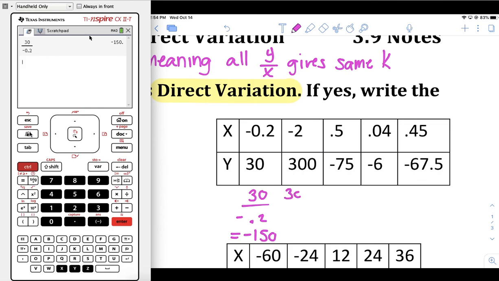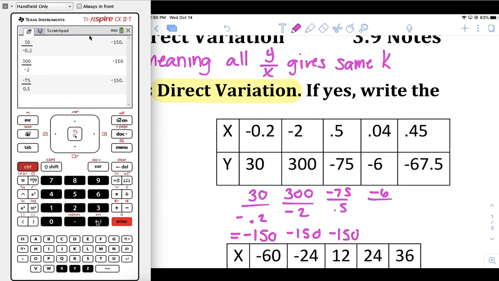I'm going to do 300, that's my y, divided by a negative 2. Typing that into my calculator. 300 divided by a negative 2. Still good so far. You do need to check every single one though. So our next one is going to be negative 75 divided by 0.5. All right, we're still good there.